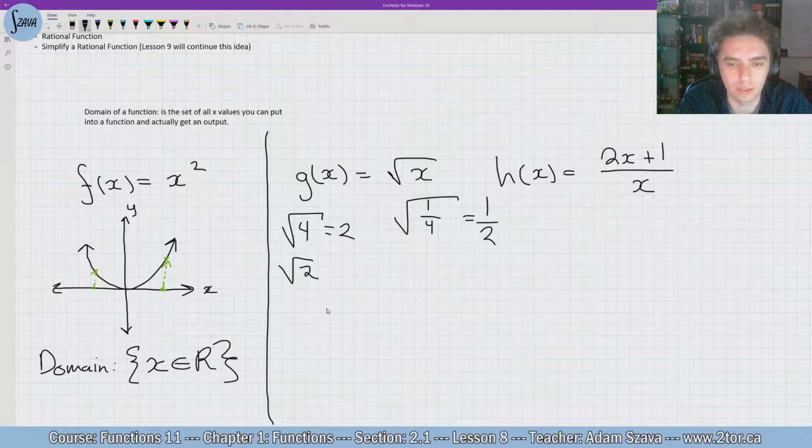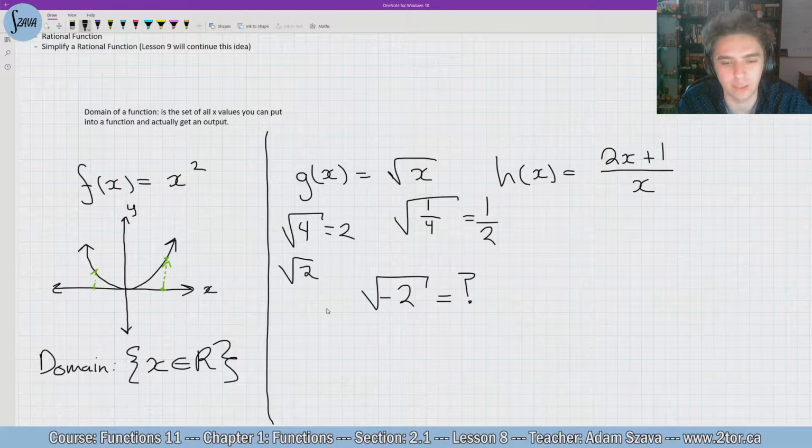And so on. I mean, we could do that. The thing is, what about -2? Square root of -2. What number squared gives me -2? We have a problem. You cannot take the square root of negative numbers when you're just talking about the real numbers, right? So there is no real number answer for this. So it doesn't make sense for us to put a negative number into the function.